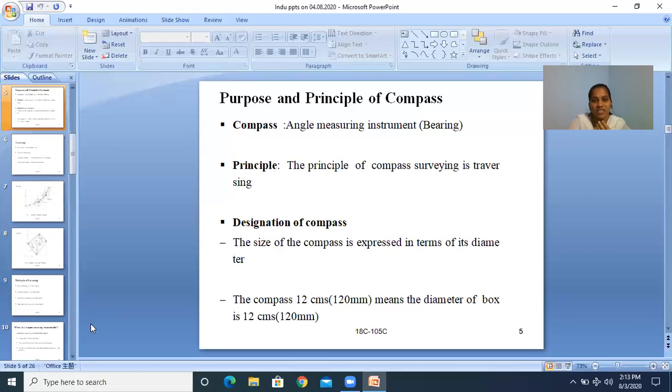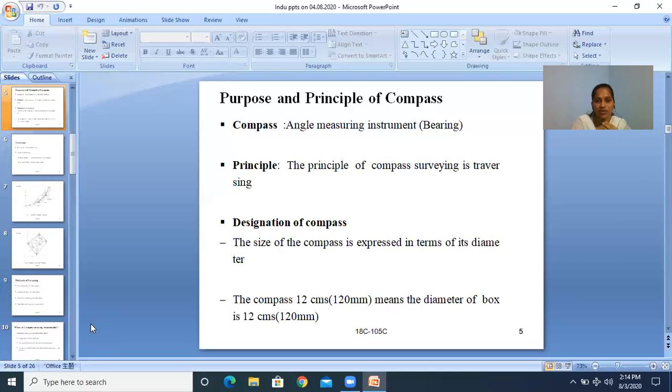And what is the principle of compass surveying? It is a very important question, so you can simply remember it. The principle of compass surveying is traversing. According to the methods employed, there are two types of principles. One is the triangulation method, the second one is the traversing method. Triangulation is the principle of chain surveying, chain triangulation, and the principle of compass surveying is traversing.